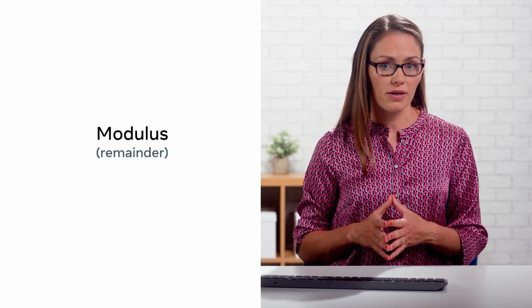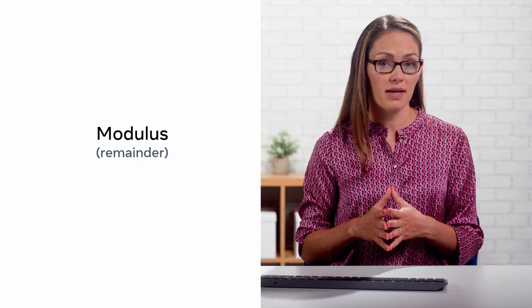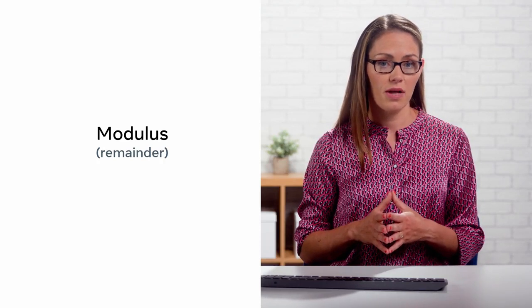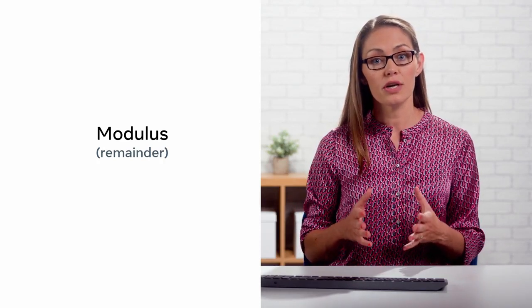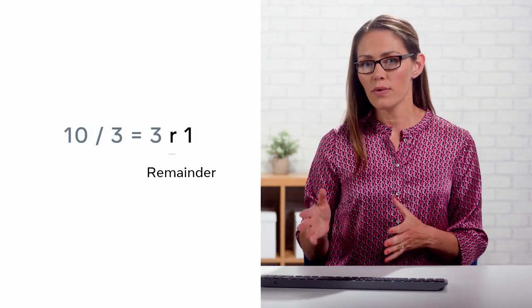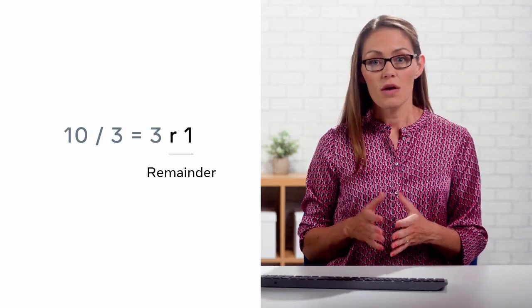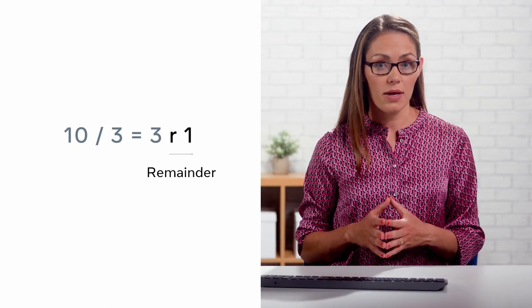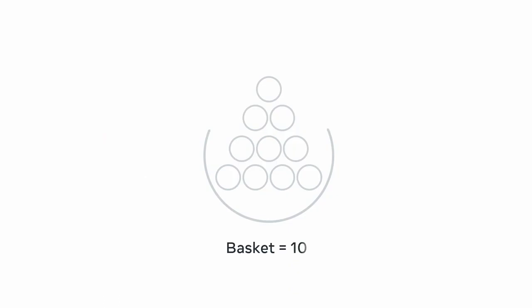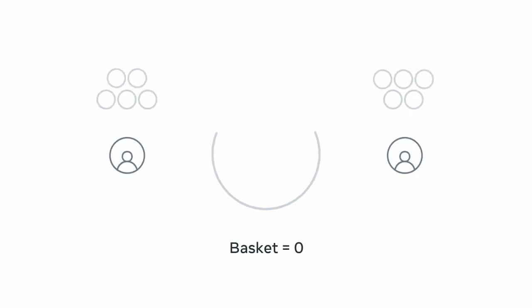Now that you can perform some basic mathematical operations on integers and floating point numbers, let's explore another operator that developers use frequently, the modulus operator. The modulus operator returns the remainder. You may recall learning this at school. For example, 10 divided by 3 was 3 remainder 1. Let's say, for example, you have a basket filled with 10 apples. If you share the apples evenly between two people, there will be no apples left. But if your basket has 11 apples, 1 apple would remain.